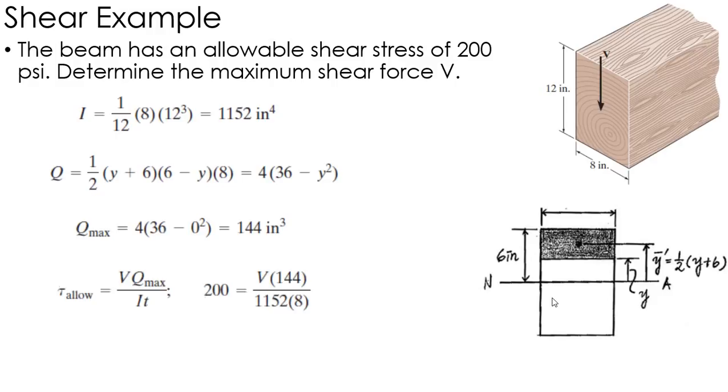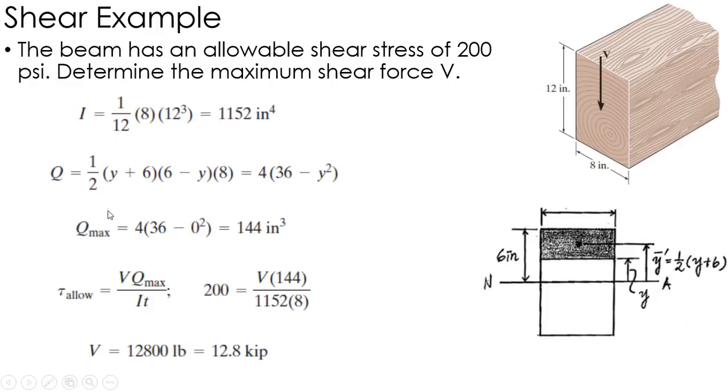So once I have I and Q, then I can apply my VQ over IT, where again T is given as 200 psi, V is what I'm looking for. Q we just found to be 144, I is 1152, and then T is the thickness across this, which is 8 inches. Therefore, the maximum load it can withstand is 12.8 kips, or 12,800 pounds.